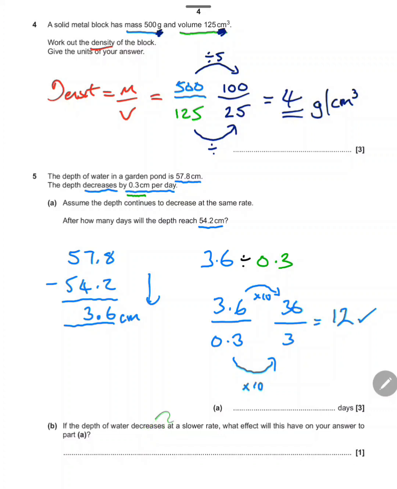Part B says if the depth of the water decreases at a slower rate, what will that have on the answer to part A? Well, if the water is going down by less amount per day, it's going to take more days to drop to this level.